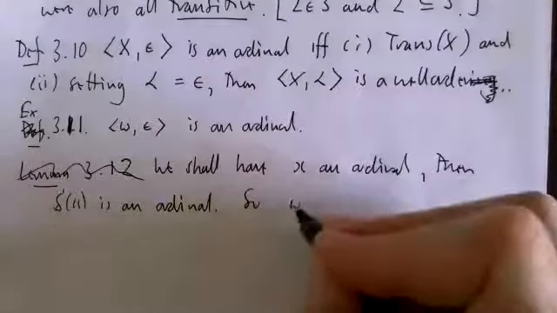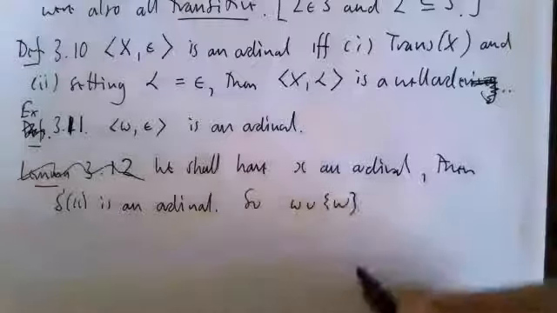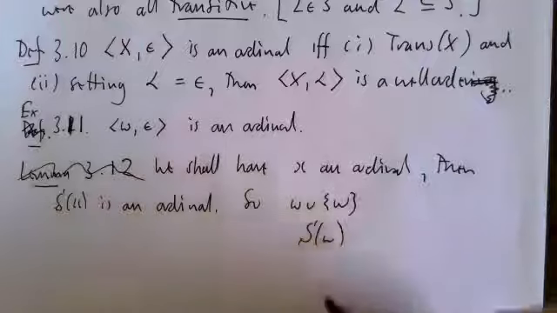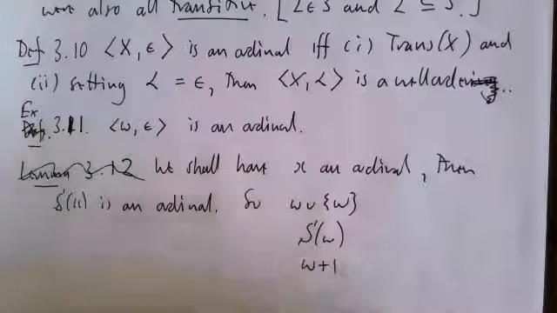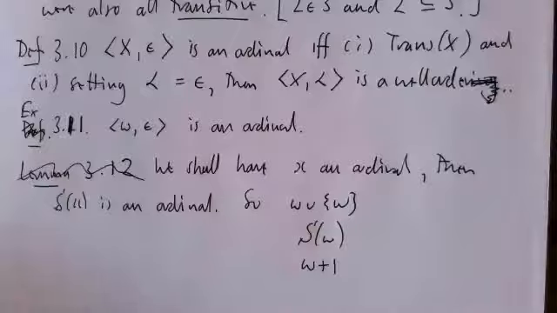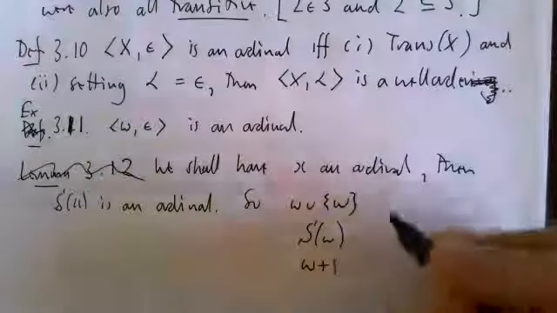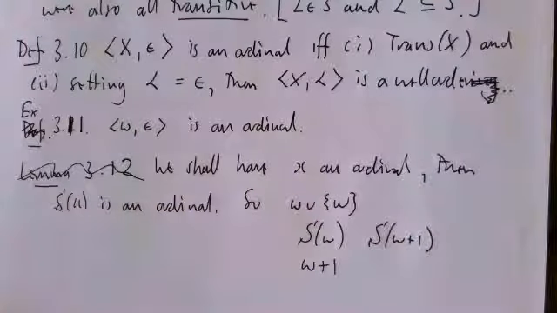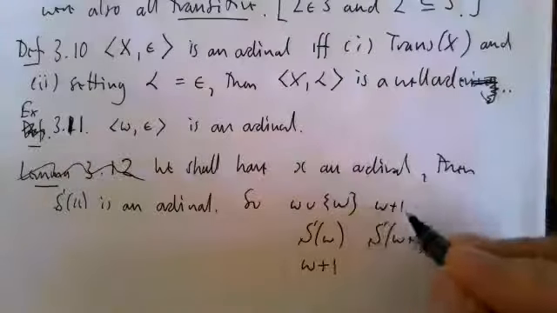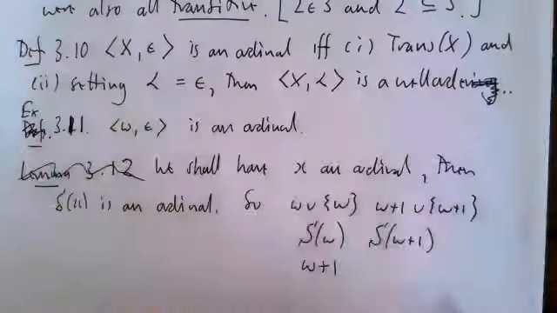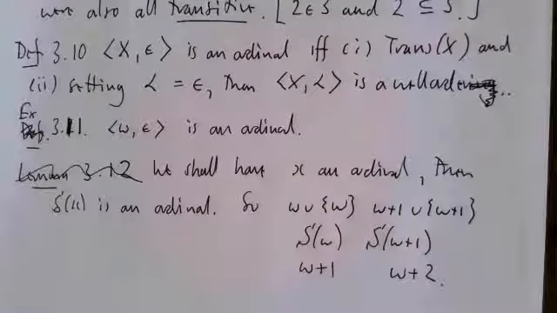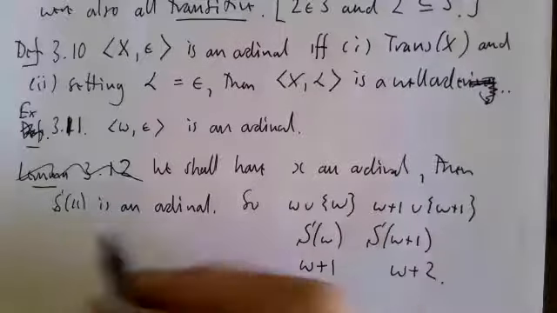So we're going to have that omega union singleton omega will be an ordinal. We'll call this S of omega, or in other terms, we eventually call it omega plus 1. And then the successor of omega plus 1 will also be an ordinal. So this will be omega plus 1 together with singleton omega plus 1, and we're naturally going to call this omega plus 2, and so on. So this is all to come.